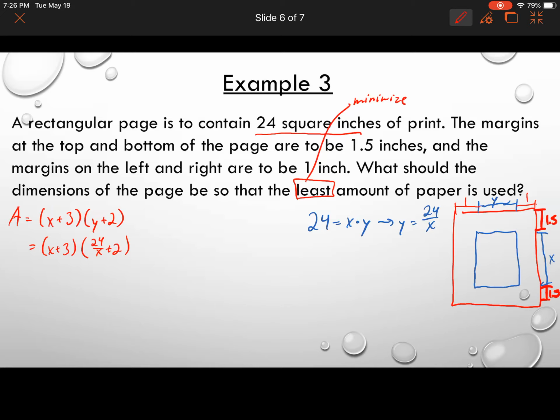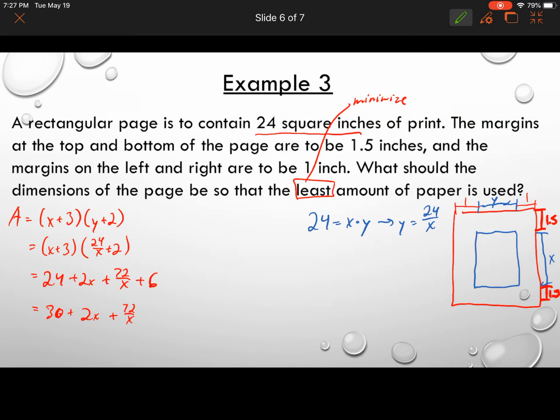Now, before we do that, let us simplify this a little bit by distributing. So we have x times 24 over x. So that's just 24. The x's cancel out. x times 2, 2x. 3 times 24 over x, so that is 72 over x. And 3 times 2, so that's 6. So we'll combine some like terms here. So we have 30 plus 2x, plus 72 over x. So this is the function that we're taking the derivative of.